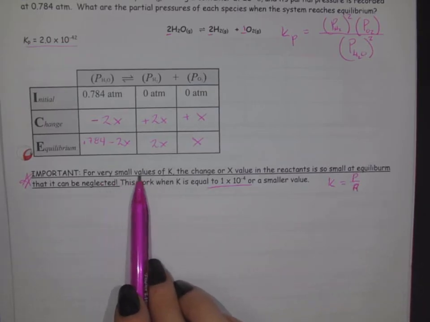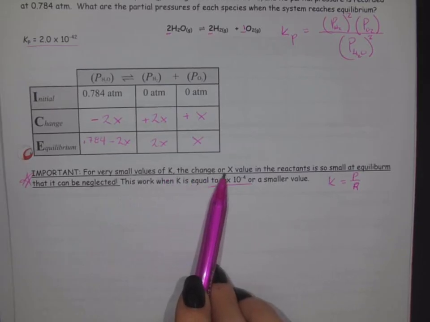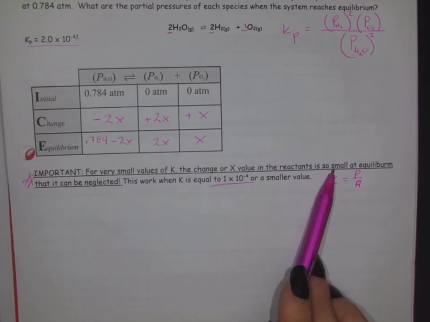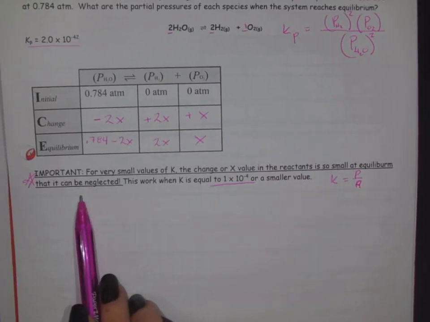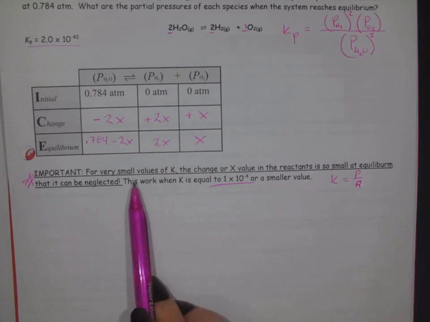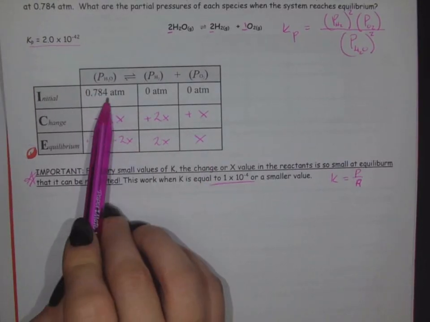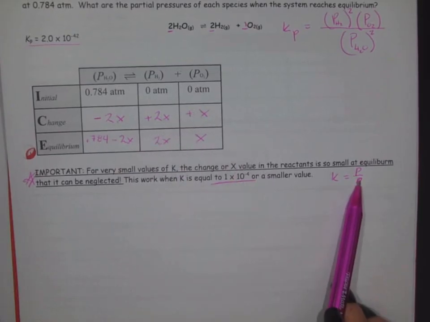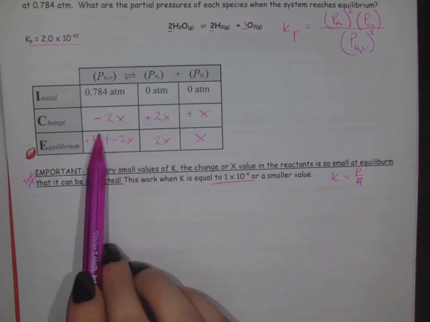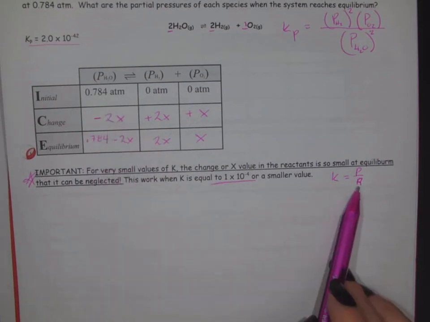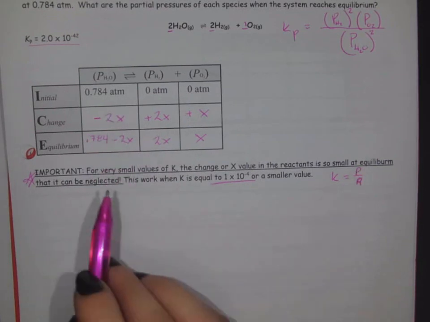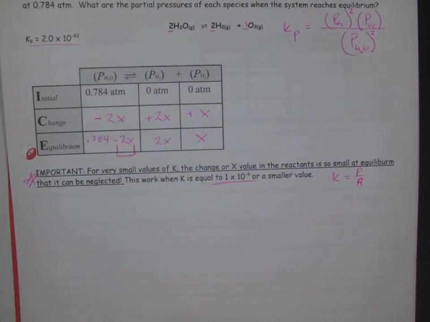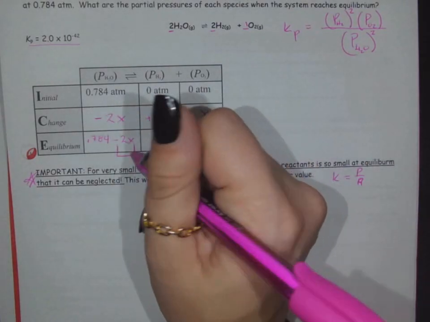So for small values of K, the change, or x value, like these x's that I just wrote down, in the reactants is so small at equilibrium that it can be neglected. The reactant amount is so much bigger than the products amount, and the change in this reactant was so small because we kept a lot of that reactant at equilibrium. That's why this reactant is big and the products are small. This little bit that we lose, this minus 2x, can be ignored. It can be neglected.